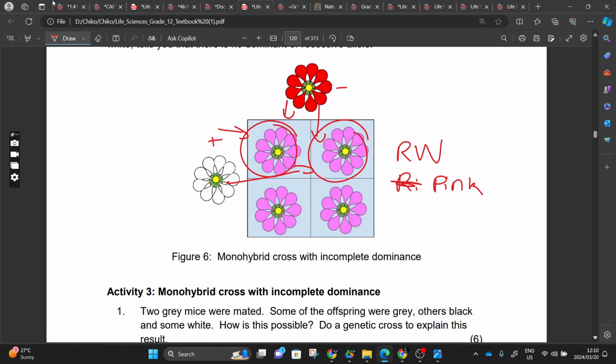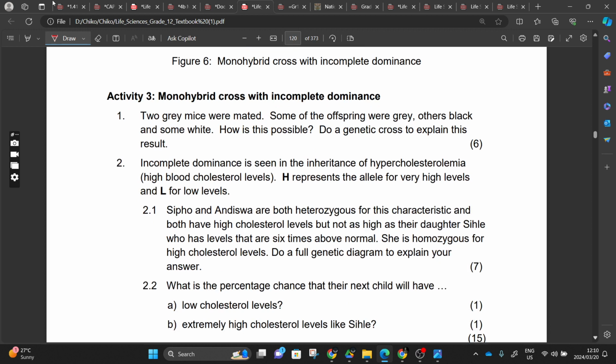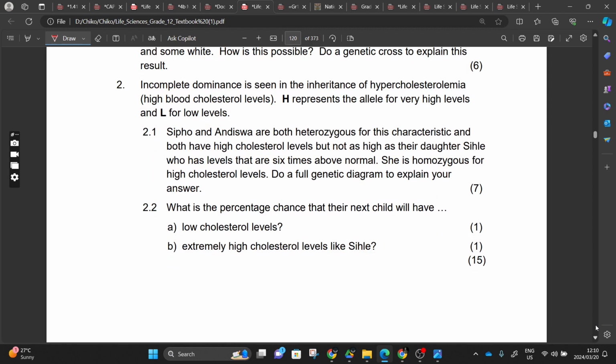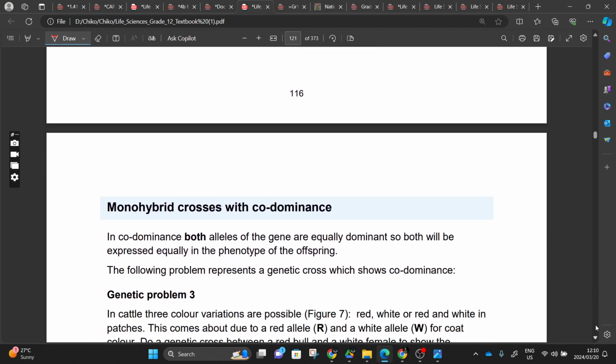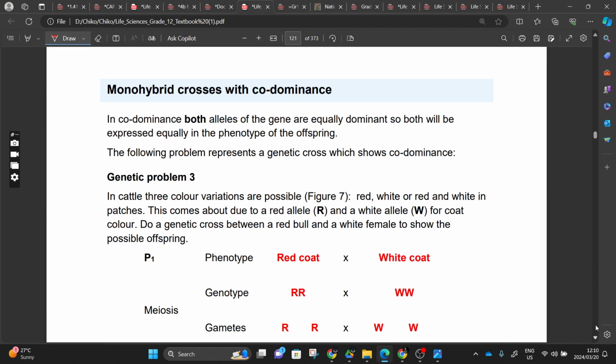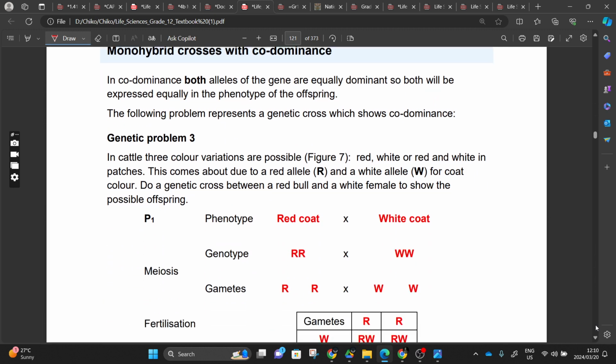And incomplete dominant, we understand this one. And then for incomplete dominant, here's activity 3, and we will do this activity 3 tomorrow. Let's do this tomorrow.